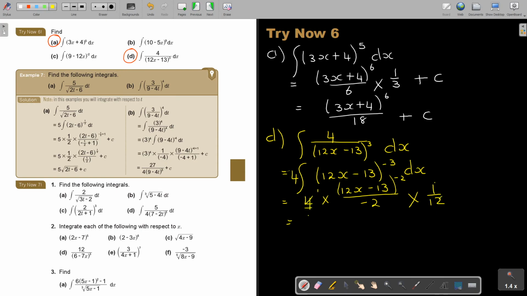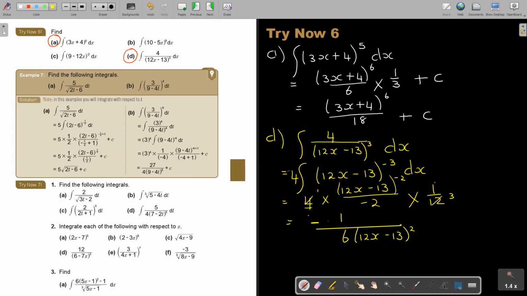So 4 can go into 12, 3 times. It's going to be a negative, you see. I'm bringing this one down, so there's nothing on top. The negative can be in front, it doesn't matter. And then 2 times 3 is 6. But please don't write the negative on top, bottom and in front, only one will work. And then the bracket is coming down, (12x minus 13) to the power of 2.